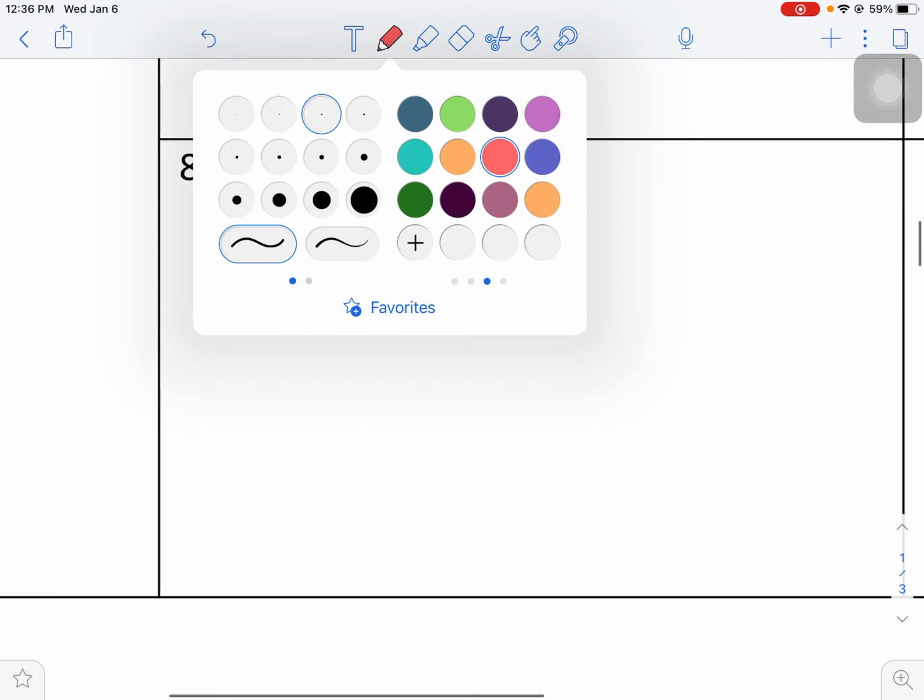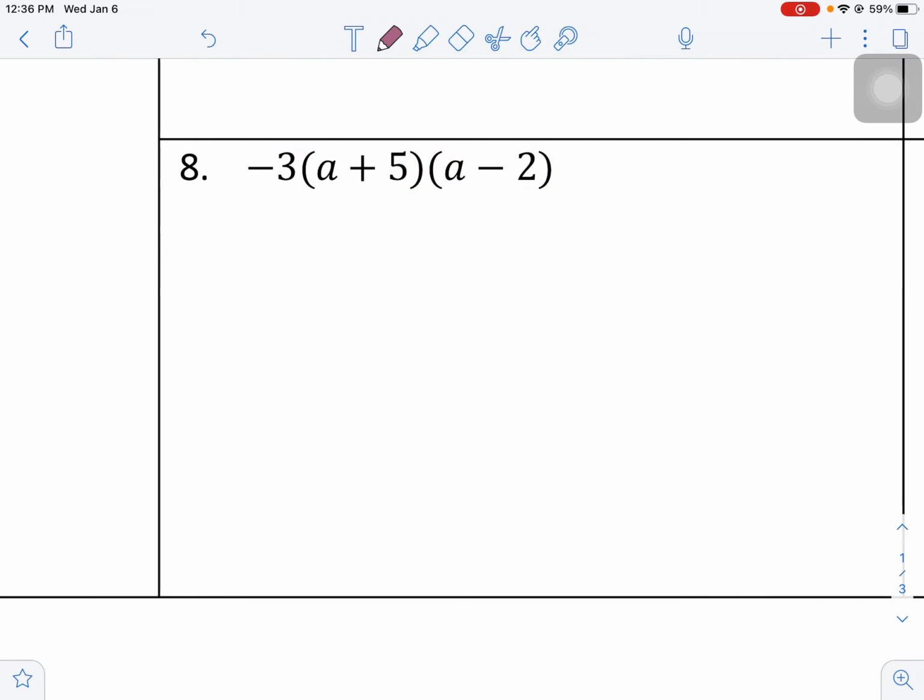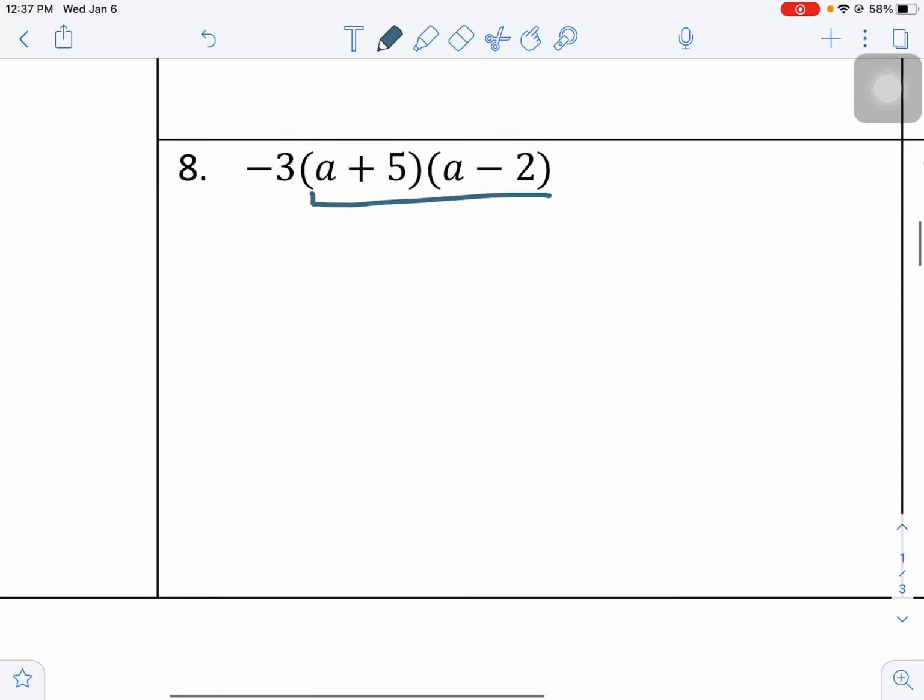Okay, number 8. In order to avoid making mistakes on one like number 8 here, what I would do is I would FOIL the two binomials first, okay? Because sometimes people make the mistake of trying to distribute negative 3 to everything, but that's not true. We wouldn't do that, right? You're only going to distribute negative 3 into one of these, okay? But in order to avoid that mistake completely, let's FOIL this first and just keep it in parentheses.